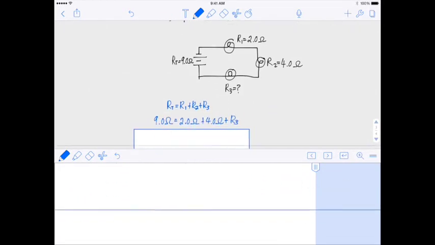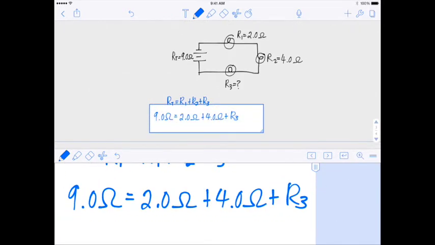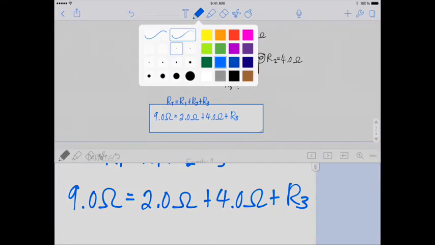Now we can look at this expression and say that if the total is 9, and the individuals are 2 and 4, what remains is 3. 2 and 4 is 6, plus 3 would give us 9. So you may be able to look at that and find the answer right off the bat. But if you don't see that easily, then we're going to use mathematics to solve this equation.